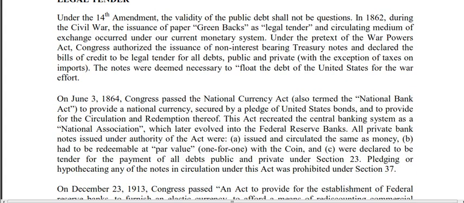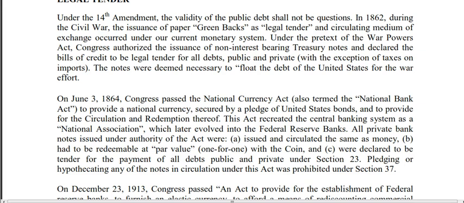Legal tender. Under the 14th Amendment, the validity of the public debt shall not be questioned. In 1862, during the Civil War, the issuance of paper greenbacks as legal tender and circulating medium of exchange occurred under our current monetary system. Under the pretext of the War Powers Act, Congress authorized the issuance of non-interest-bearing treasury notes and declared the bills of credit to be legal tender for all debts, public and private, with the exception of taxes on imports. The notes were deemed necessary to float the debt of the United States for the war effort.